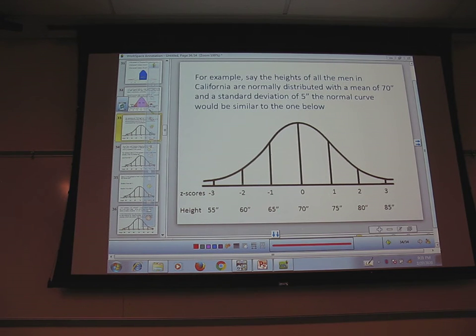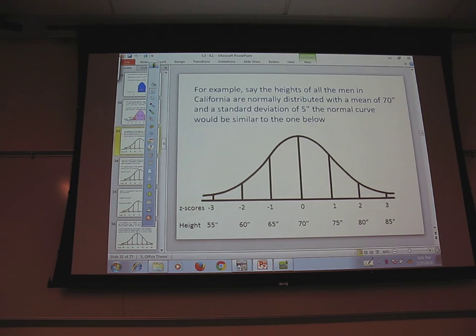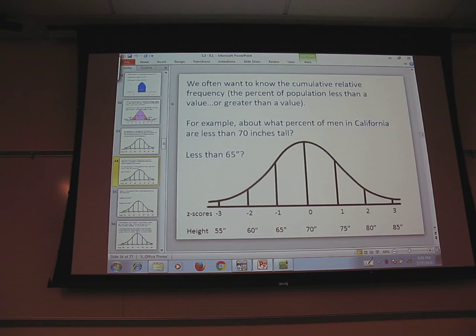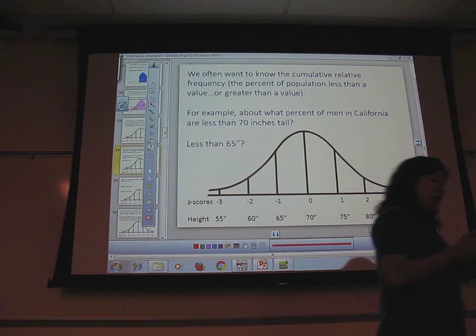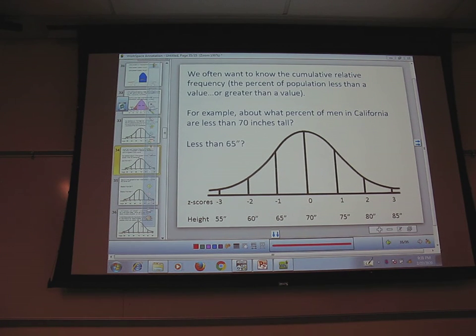And say I wanted to, really often, we want to know the cumulative relative frequency. In other words, we want to know how many are this much or less. What percent of men are 55 inches or shorter? What percent of men are 70 inches or taller? Right? So those are the things a lot of times people want to know. So let's find that. For example, about what percent of men in California are less than 70 inches tall?